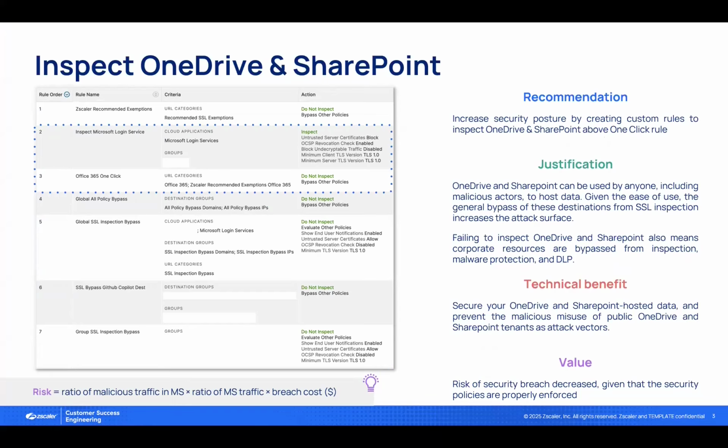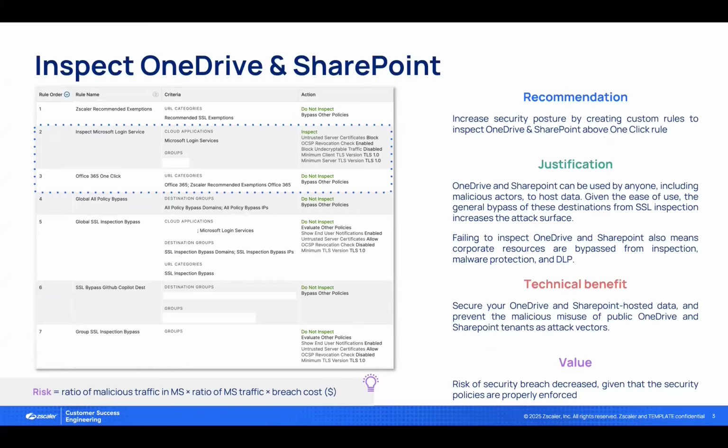This can be done by creating custom rules to inspect the OneDrive and SharePoint cloud applications placed above the Office 365 one-click rule in the policy list. OneDrive and SharePoint can be used by anyone, including malicious actors, to host data. Given their ease of use, the general bypass of these destinations from SSL inspection is imprudent and increases your attack surface and risk.